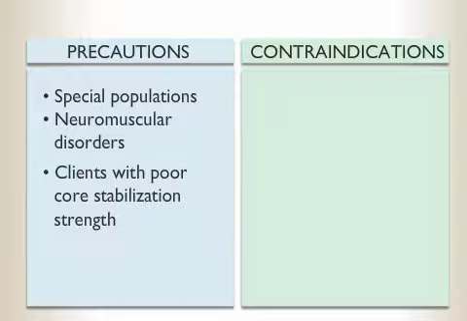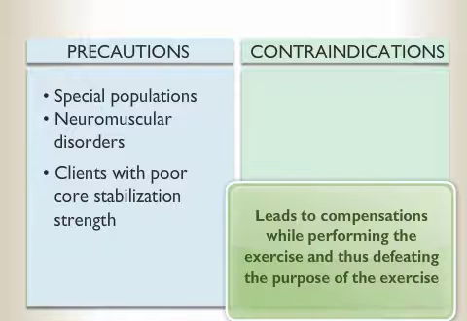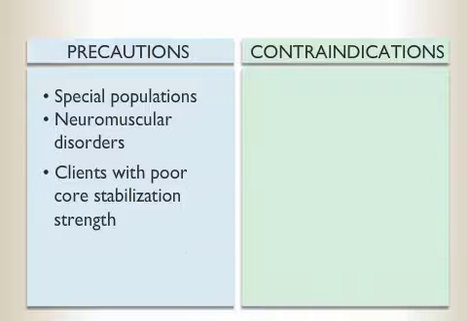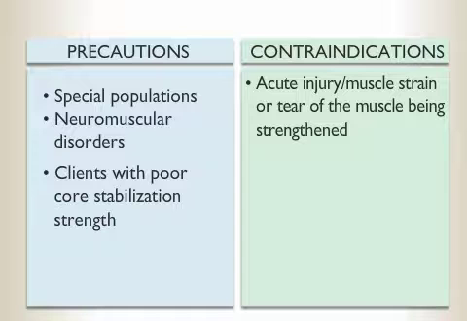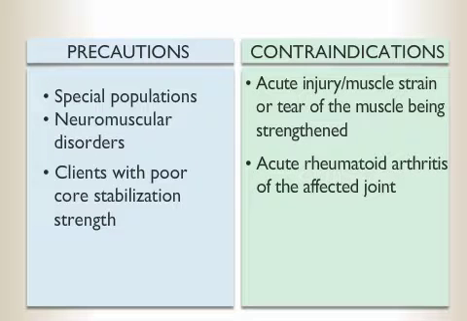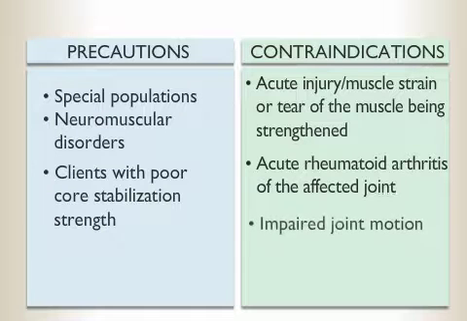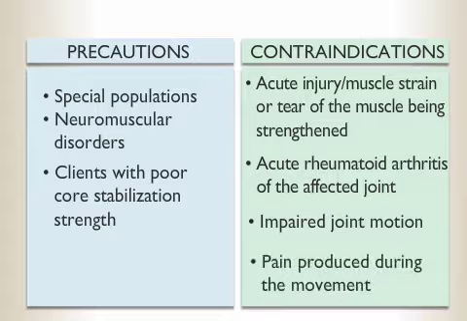Isolated strengthening exercises should be used with caution when training special populations, individuals with neuromuscular disorders, or individuals with poor core stabilization. Poor core stability can lead to compensations while performing the exercises and thus defeating the purpose of the exercise. Isolated strengthening exercises are contraindicated for use on muscles that have been acutely injured, strained, or torn, or if acute rheumatoid arthritis is present at the joint or joints being affected by the exercise. Isolated strengthening is also contraindicated for clients exhibiting impaired joint motion and pain produced during the movement.